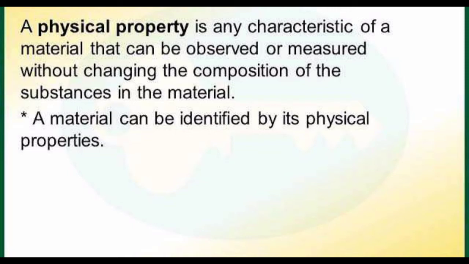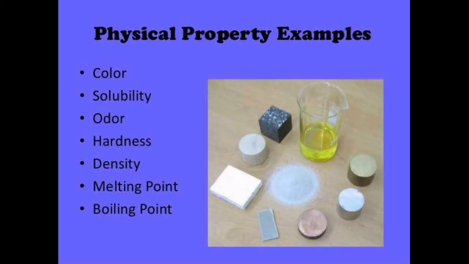A material can be identified by its physical properties. That means whatever helps us to identify a particular substance by using our senses, that property or characteristic we can call a physical property. Some examples of physical properties are color, to know whether the given substance is colored or colorless.